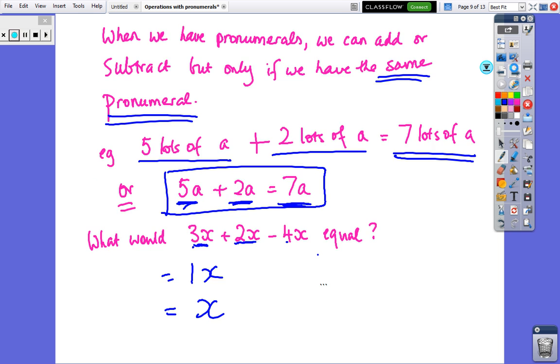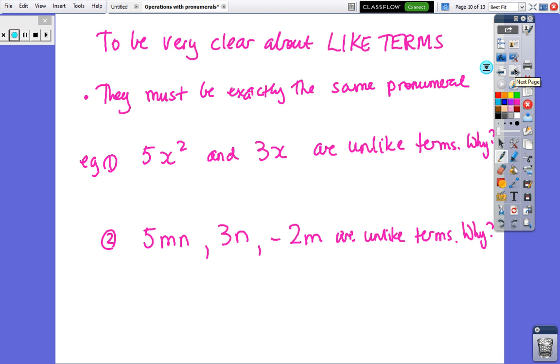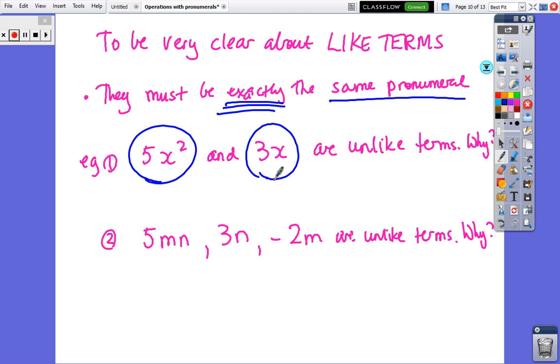To be very clear about like terms, they must be exactly the same pronumeral. 5x squared and 3x are unlike. Why?